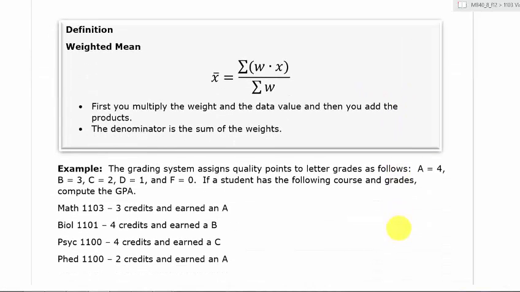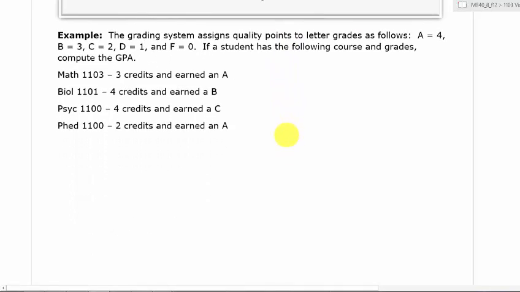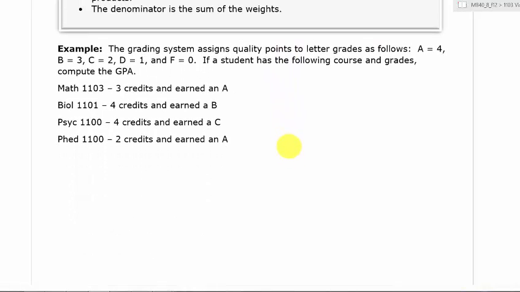So here's the definition for a weighted mean. Again, it's very similar to what we looked at before. Our mean x bar is going to be the sum of the weights times the data value divided by the sum of all of your weights. So here we're going to calculate a student's GPA. The grading system assigns quality points to letter grades as follows. An A would be 4 points, a B would be 3 points, a C would be 2 points, a D would be 1 point, and an F is 0 points. If a student has the following courses and grades, compute the GPA.